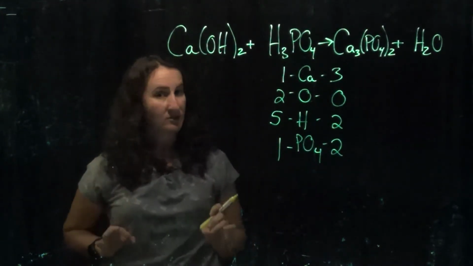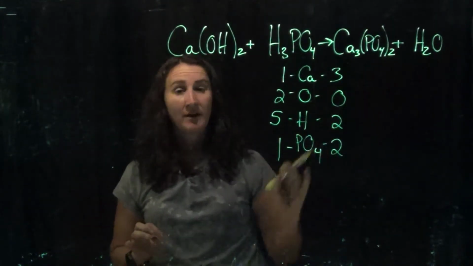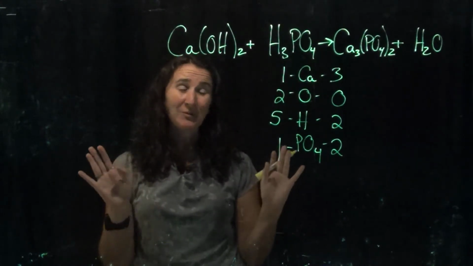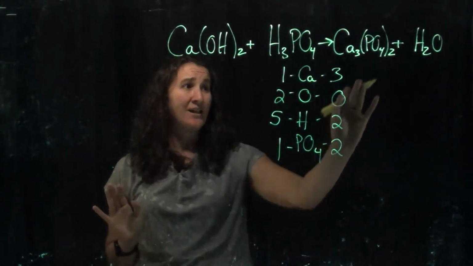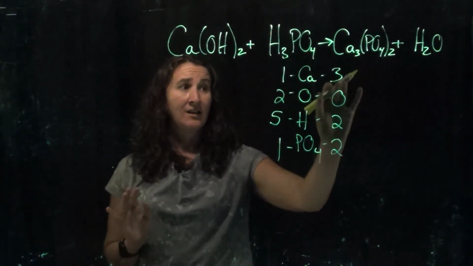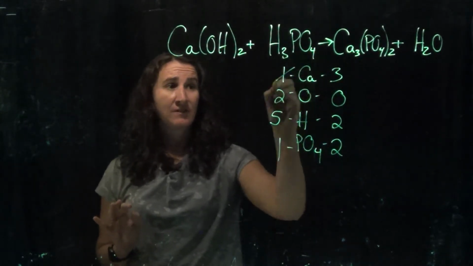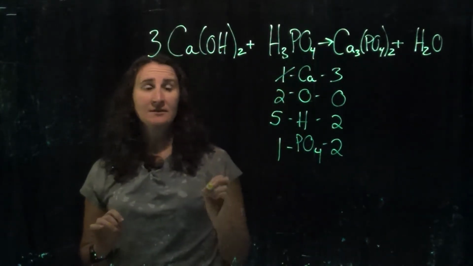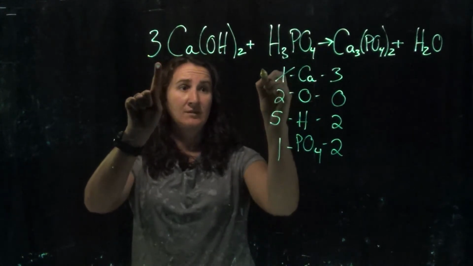Now, never, ever, ever start with the easy compound. If I start with water, I'm going to be sad. All right? Start with what looks the most complicated. So to me, that's calcium phosphate. So I know my calciums are not balanced. So to fix that, I put a 3 in front. And now recheck all of my numbers.